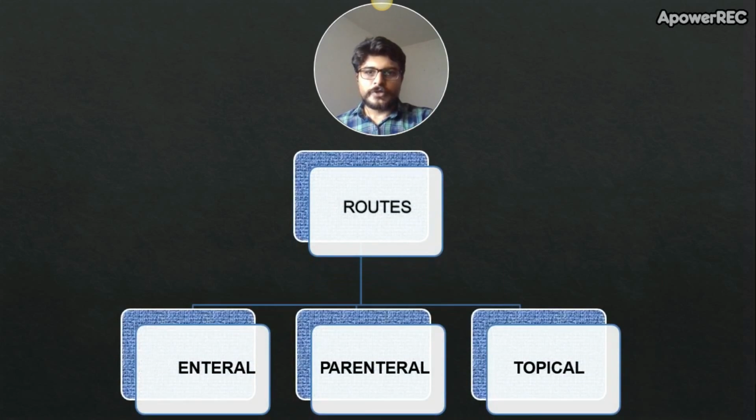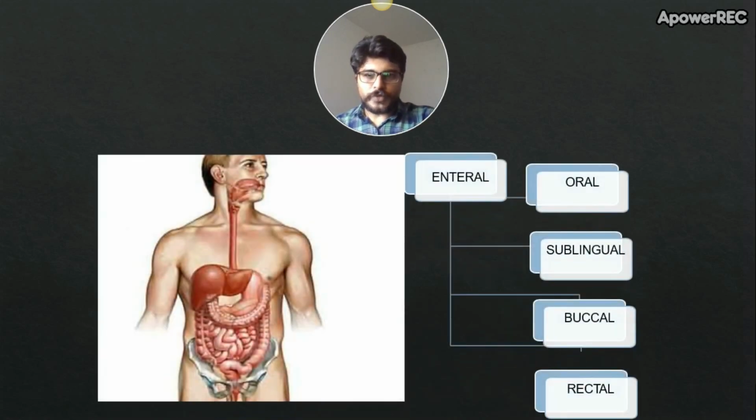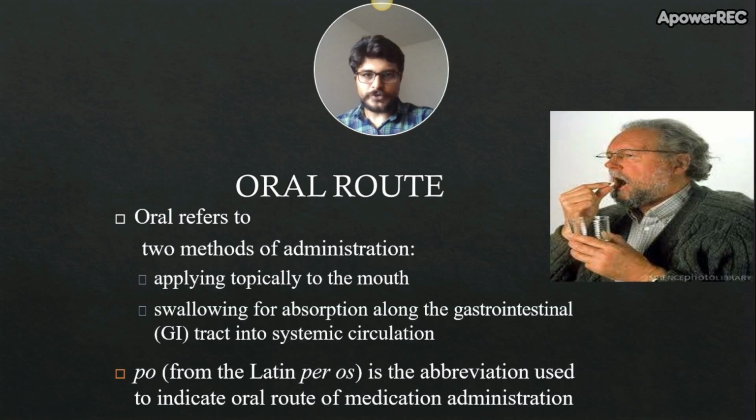Moving on, today we are going to talk about the routes of administration of drugs. So mainly there are three routes: enteral, parenteral and topical route. The very first is the enteral route. In the enteral route there is oral, sublingual, buccal and rectal. Very first, the oral route. So the oral route refers to two methods of administration.